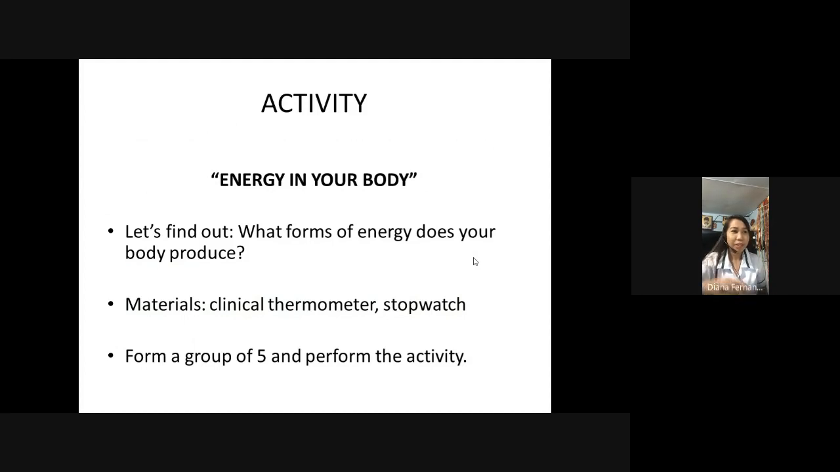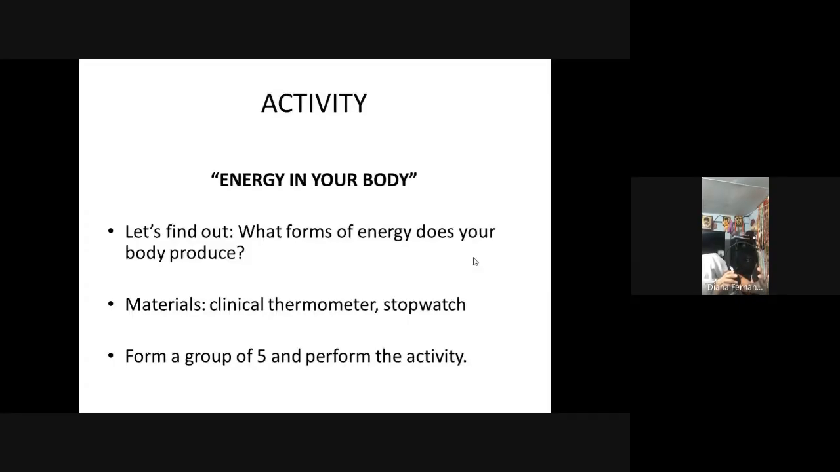Ayan. So, we do have an activity for today for us to better understand the lesson for today. Okay? Yes, ma'am. Ayan. Yung thermometer, please. Pakihingi. Okay, so are you ready with our activity? And andyan pa ba yung mga students ko? Yes, po, ma'am. All right, the title of the activity is Energy in Your Body. So we are going to find out what are the forms of energy that is inside our human body.